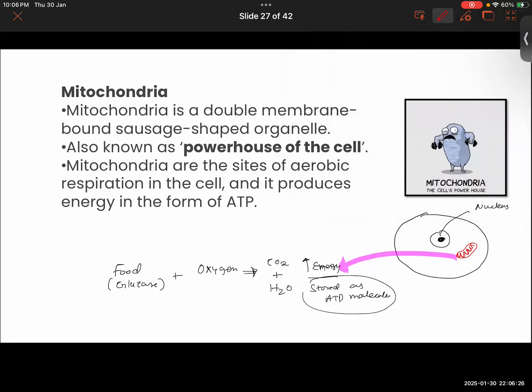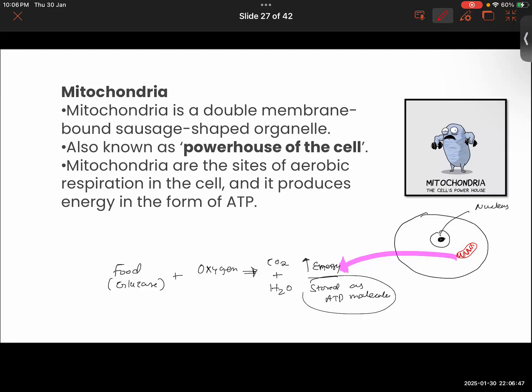So the main function of the mitochondria is to give out this energy that will be used by the cells to carry out their different functions, right? So that is the main function. Any doubt from this? Although it has some other functions also.